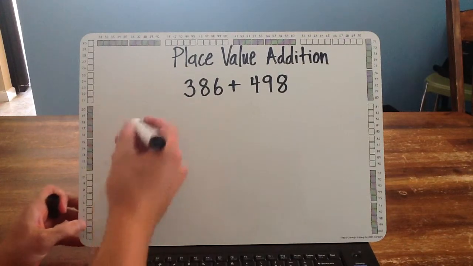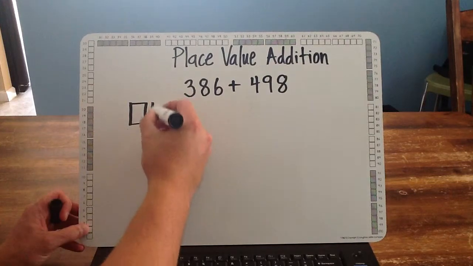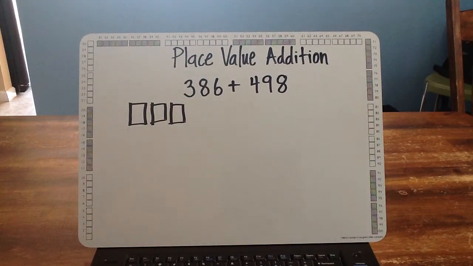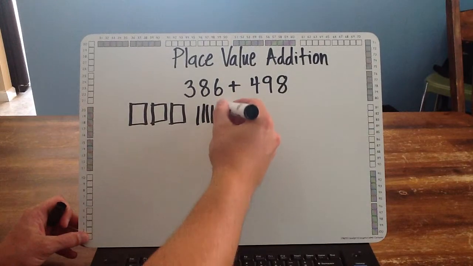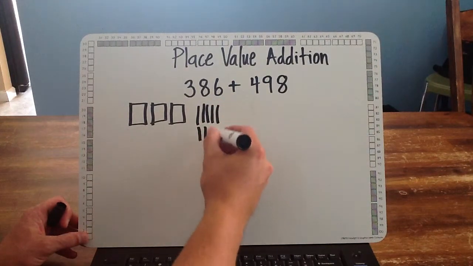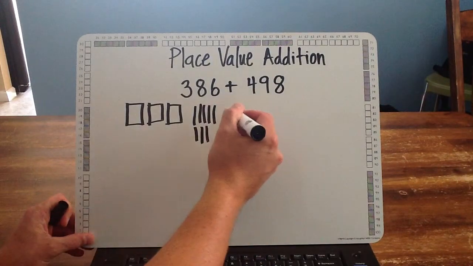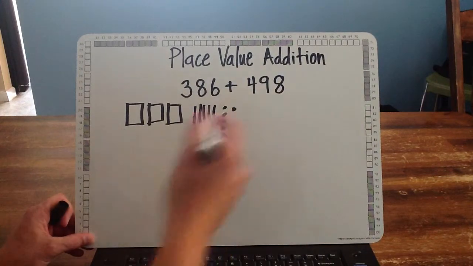So the 300 would look like this: 100, 200, and then 300. Now my 80 would look like this: 10, 20, 30, 40, 50, 60, 70, 80. And then my 6 ones: 1, 2, 3, 4, 5, and 6.